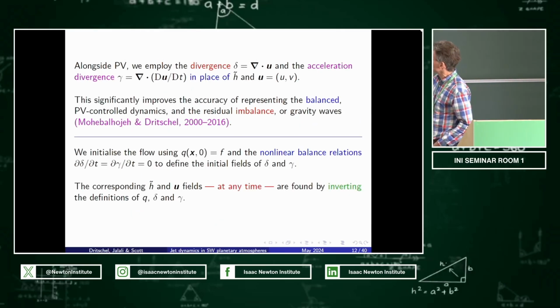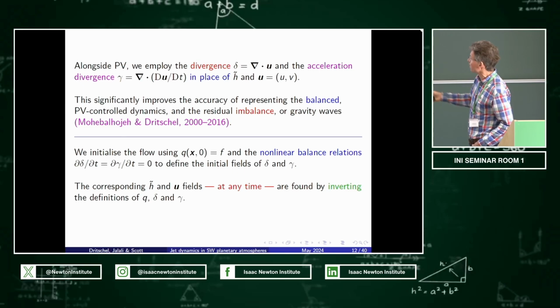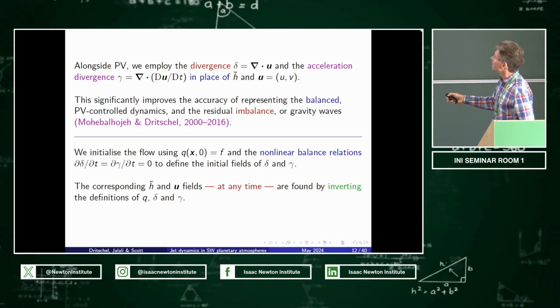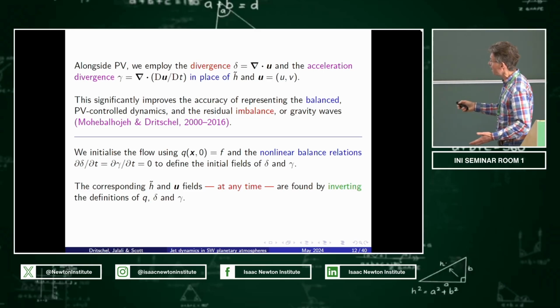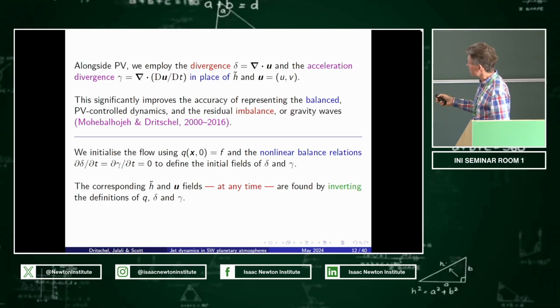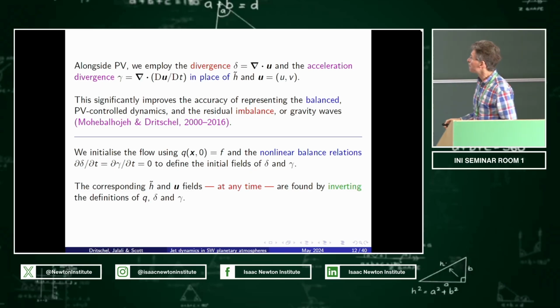So alongside potential vorticity, we evolve the divergence and what's called the acceleration divergence, the divergence of acceleration, in place of the dimensionless height anomaly and the velocity. And this is done from a lot of experience over many papers, better representing the balance part of the PV-controlled dynamics, as well as the gravity waves that emerge in the system.